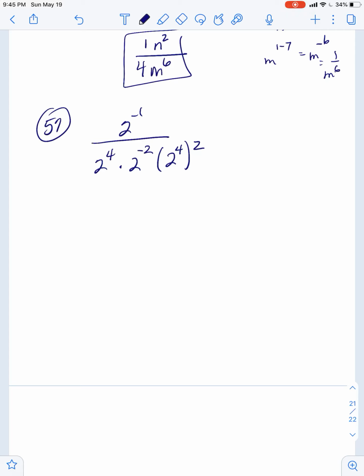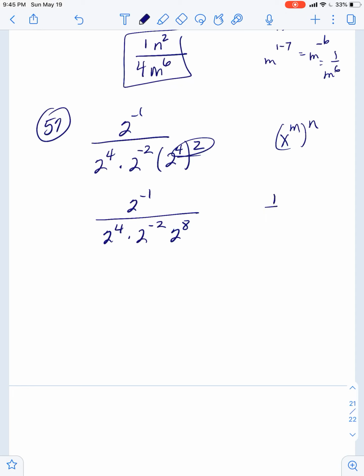So just like what we did before, I always do the power. In this case, now if the whole thing was to the power, I wouldn't necessarily do it. But since I just have one little power thing, here I am. So I'm going to take care of it first. You don't have to do it in the order I do it. I like this better. So 4 times 2 is 8.